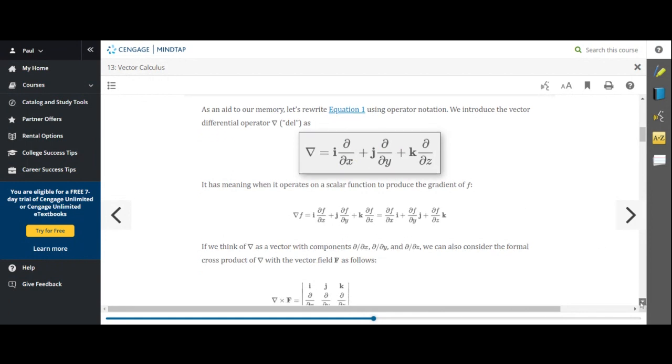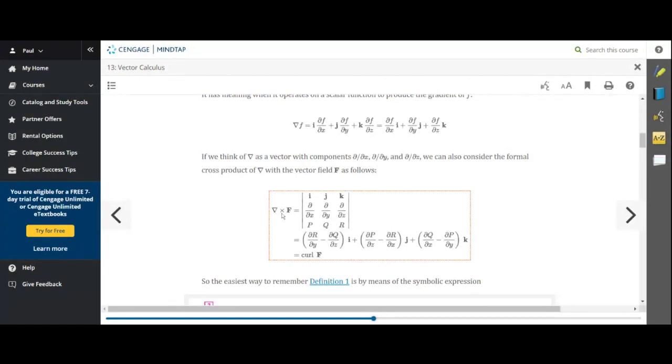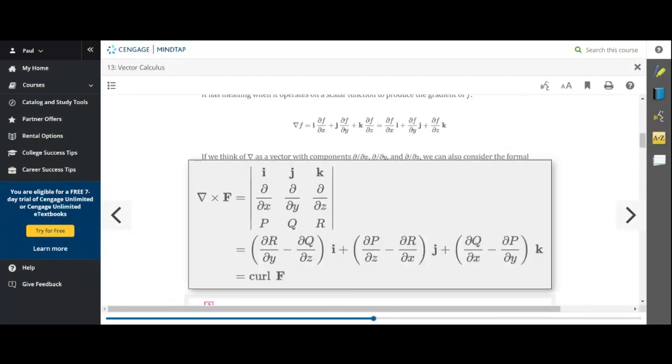Okay, and if we think about if we were to take the cross product of the del operator with the vector field F and put the components of the del operator and the vector field F in the second and third rows of that matrix, and then compute the cross product. So you know how to compute the cross product. How many recall that? Computing the cross product of two vectors, that you set up a determinant and compute a determinant. How many recall that from section 9.4?